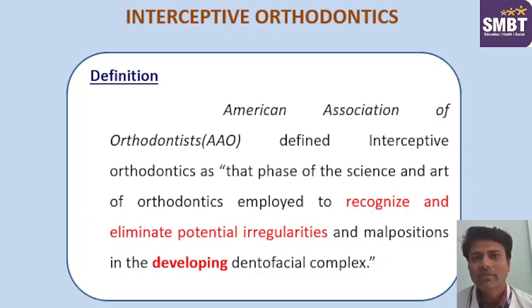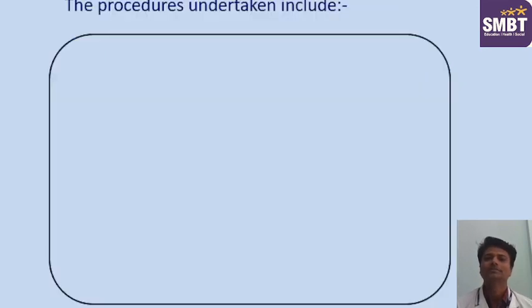So what is the difference between preventive orthodontics and interceptive orthodontics? It is the time period. Interceptive orthodontic procedures are carried out during the early mixed dentition when a malocclusion is already there, to prevent the malocclusion from becoming severe. Preventive orthodontic procedures are carried out when the occlusion is normal, to prevent the onset of the malocclusion.